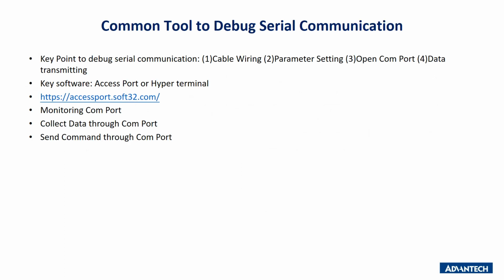Access port and hyperterminal are widely used to help you debug serial communication issues quicker. Access port can monitor, open, collect, and even send commands through the COM port. We will introduce it in the next few slides.